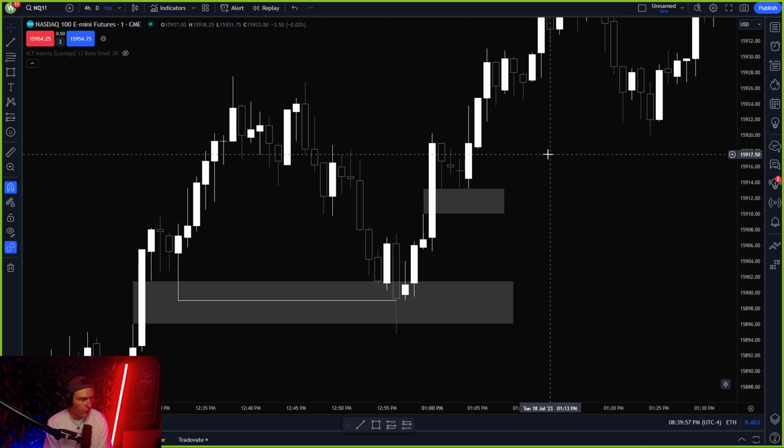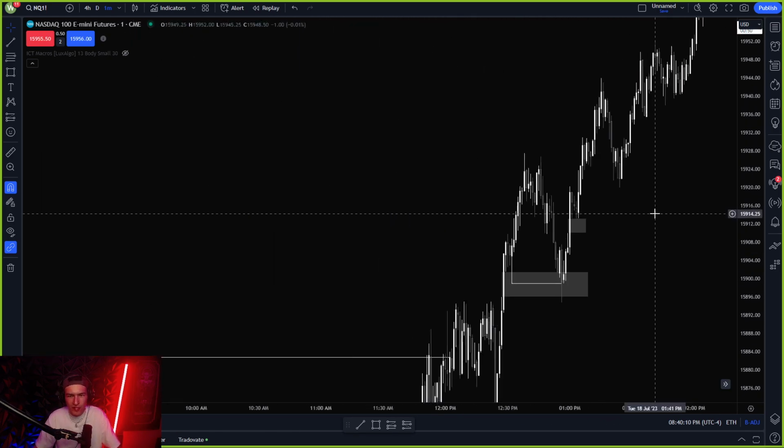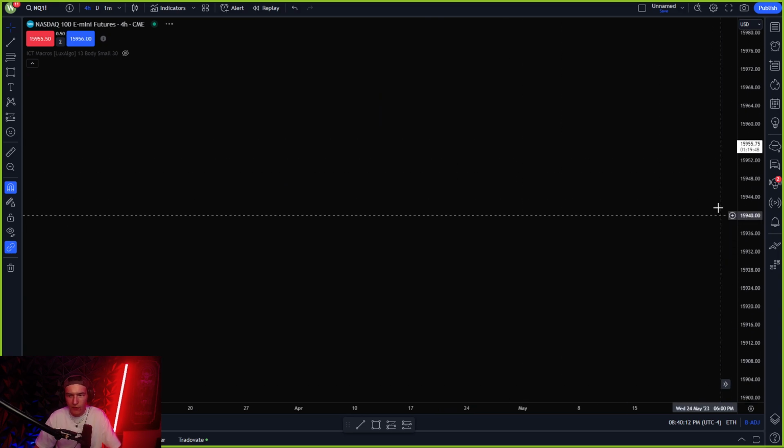Can you use the fib on wider fair value gaps for entries, or just areas for price to draw to on ranges? I wouldn't use it for entries, but more as a heat map. That's the way I like to use it. For example, let's do this.